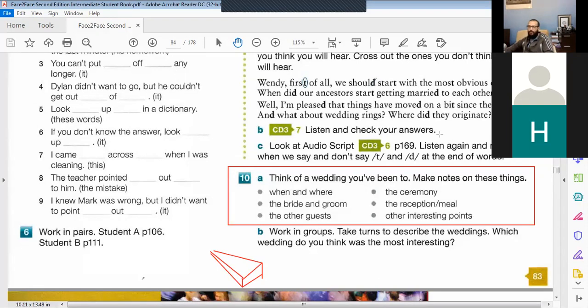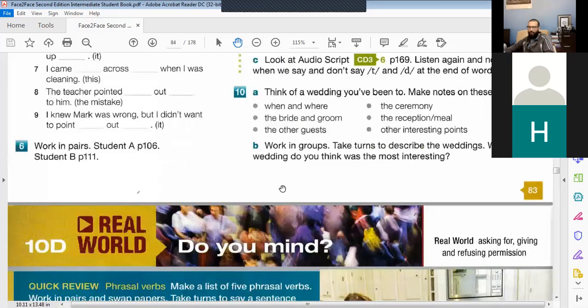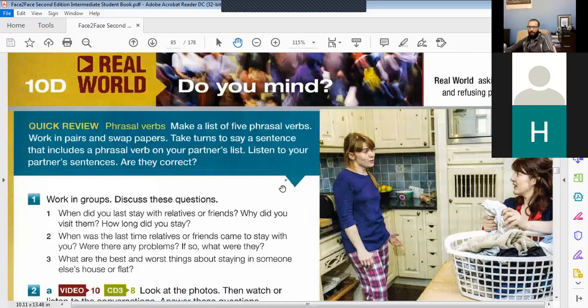Okay. So these were just some questions about weddings and some of the differences and similarities between our weddings and maybe weddings in the UK. All right. So let's move on to another topic.